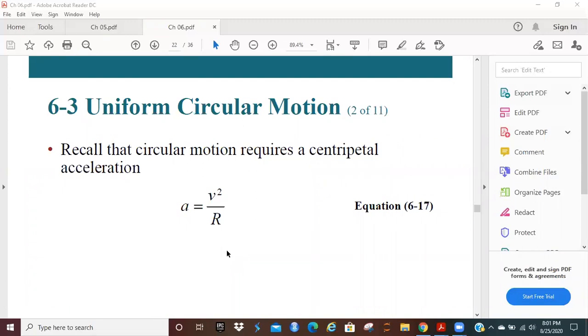Circular motion. We're going to recall this from last time. Circular motion requires a center seeking or a centripetal acceleration. That acceleration is going to be the same as the velocity squared divided by the radius.